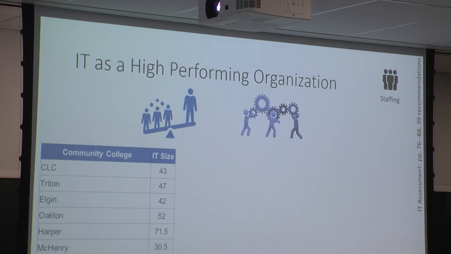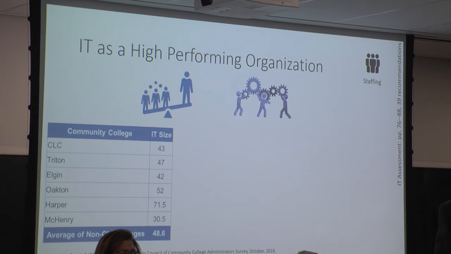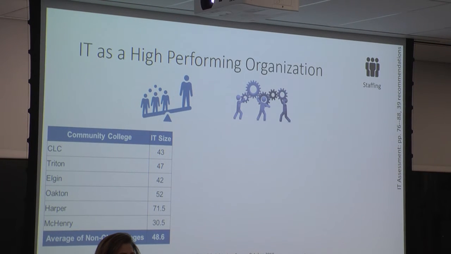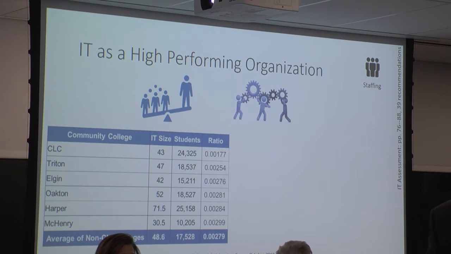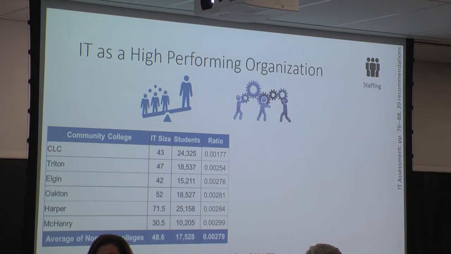I looked at the 5 community colleges most proximate to us in the state of Illinois. And I looked at the size of their IT organization based on a survey that was done this past October. And then I compared it to the number of students that are at each college based on ICCB's 2018 data book. And I came up with a ratio of IT to students. I think that's the right ratio if IT is going to be focused in on students and their success. That's the right metric. But as you see from it, there's a significant difference between the ratio of IT to students at CLC and at these 5 comparator colleges.